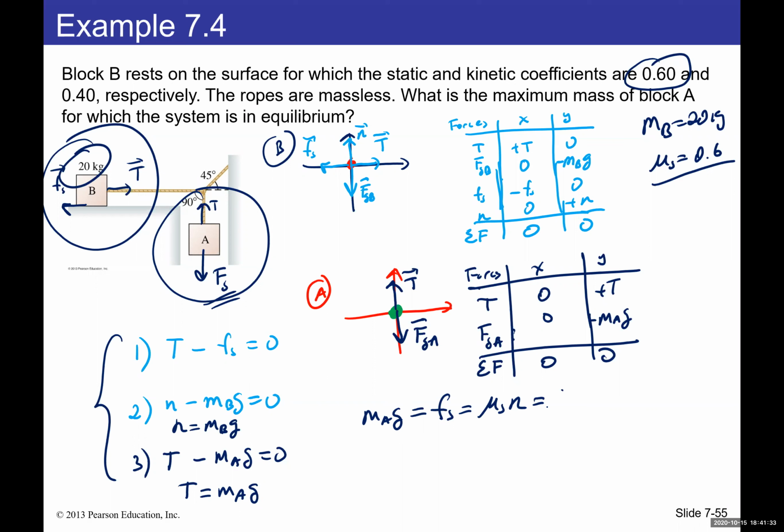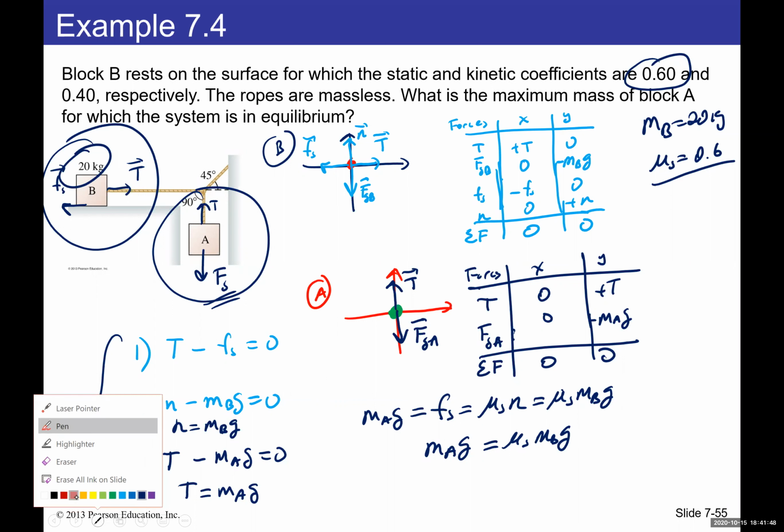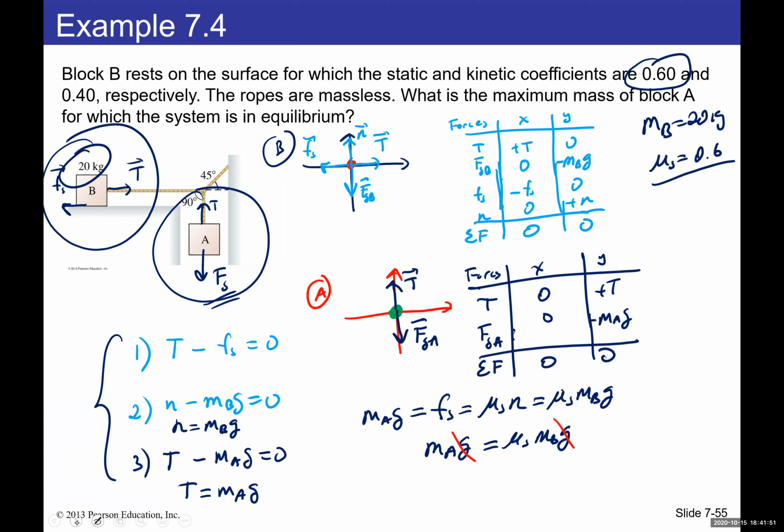That means the right side is equal to mu_s times m_B g, which means the weight of A is equal to the coefficient of static friction times the weight of B. And that's basically all I end up with. From here, I can cancel the g, and the mass of A is equal to the coefficient of static friction times the mass of B, which is 0.6 times 20 kilograms, which gives us 12 kilograms.